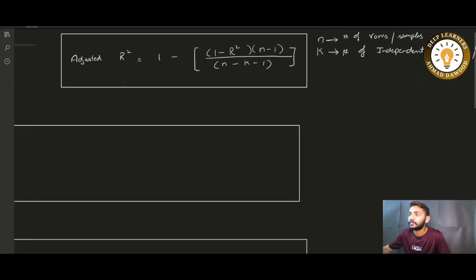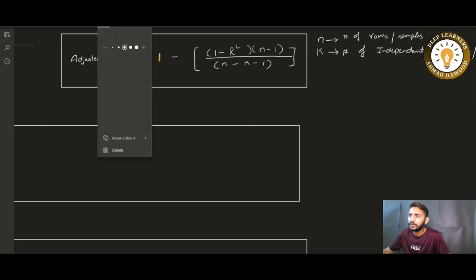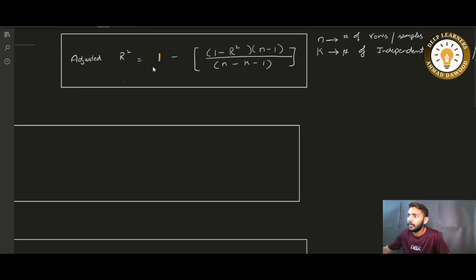The adjusted R square formula is simple: 1 minus (1 minus R square) times (n minus 1) divided by (n minus k minus 1). The R square is the one we calculated before, where R square is equal to 1 minus SSE divided by SST. Here n is the number of rows or samples, and k is the number of independent features.